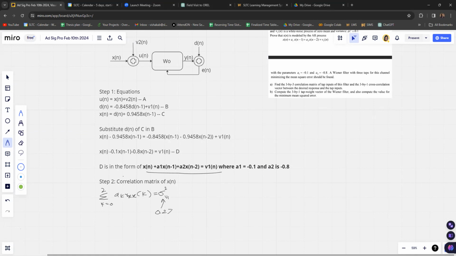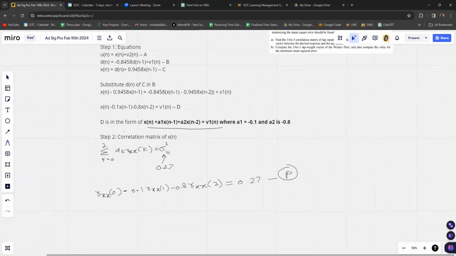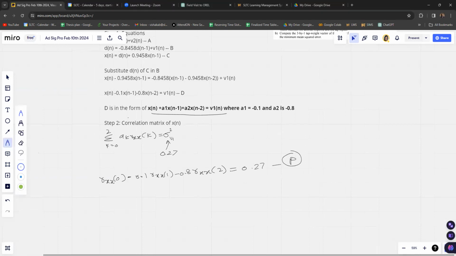So using this equation, we can write Rxx0. For Rxx0, the component A naught is 1, so we don't have to add that. So in here it's Rxx0 minus 0.1 Rxx1 minus 0.8 Rxx2 equals 0.27. This is one equation. Let's say it's the P equation. Because I have used ABC in the above equations, I'm not going to confuse those equations with these equations.